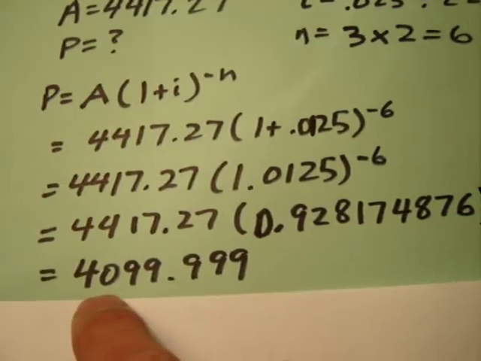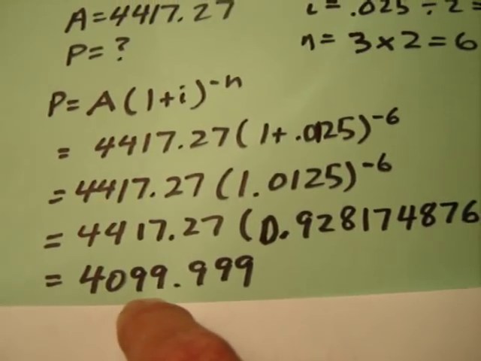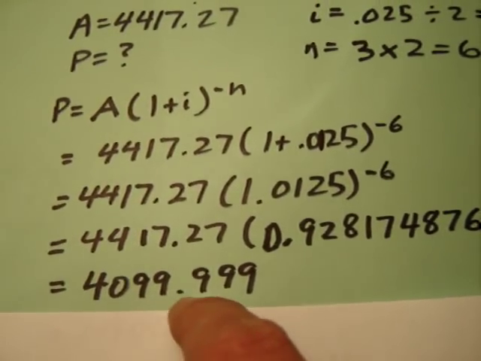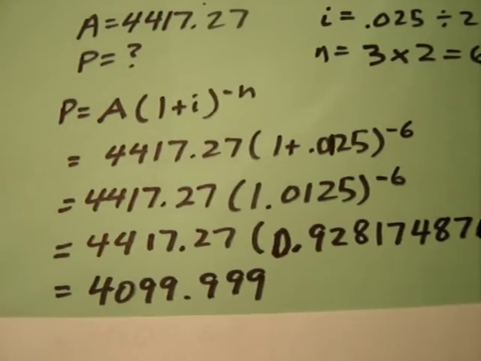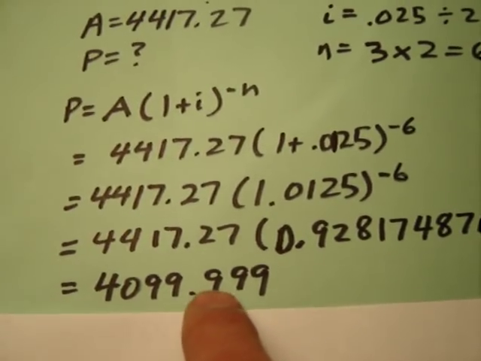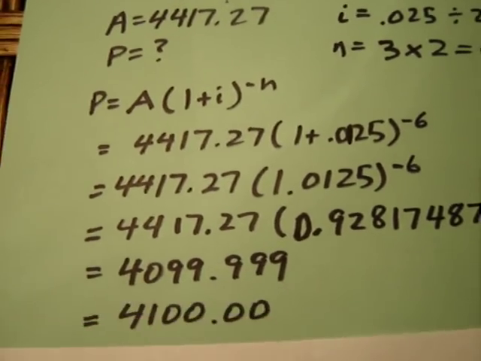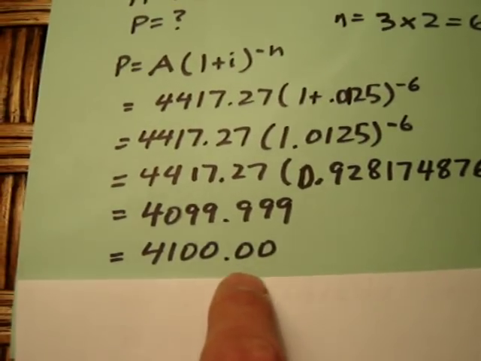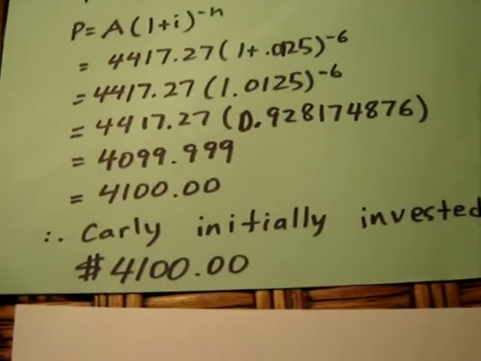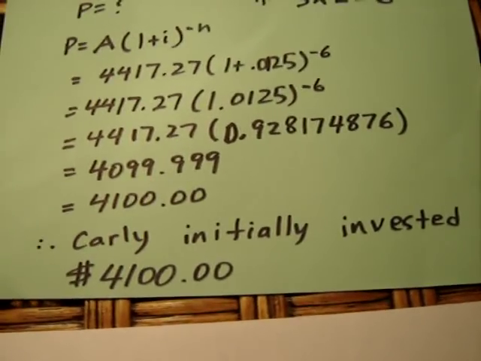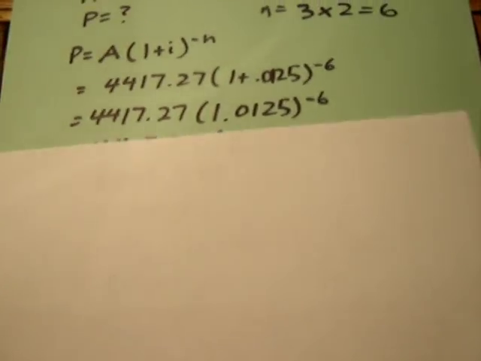Now, clearly, somewhere up here in the question, there is a bit of a rounding error, and what we really want here, when we round $4,099.999, we know that this needs to be rounded up to 4100. So our final answer is 4100, and we can make a therefore statement. Carly initially invested $4,100.